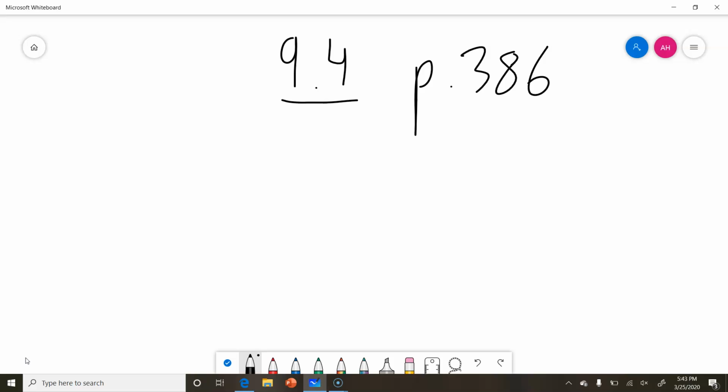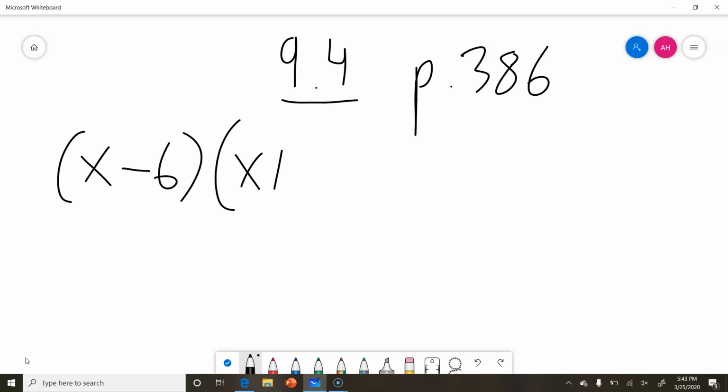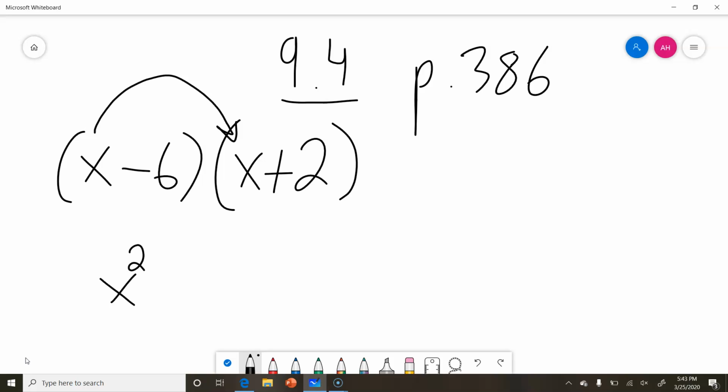For our first example problem, which is going to be your first problem of homework, you're going to have x minus 6 times x plus 2. If you remember the way that the FOIL method works, you take the first one here, multiply it by the first one there. x times x is x squared. Then we take the outside, so x times the 2, and x times 2 is 2x.